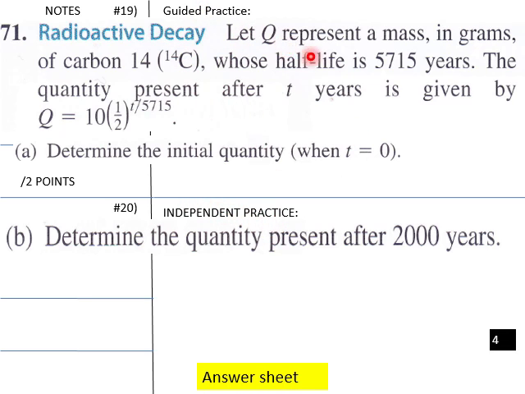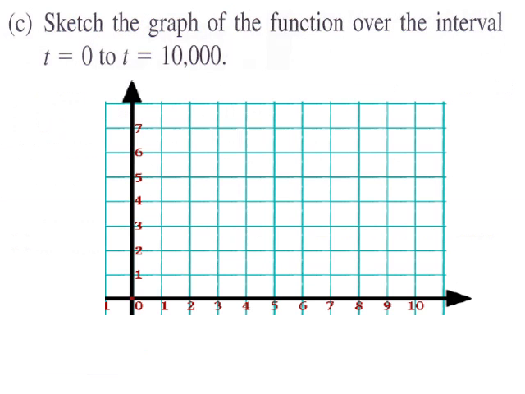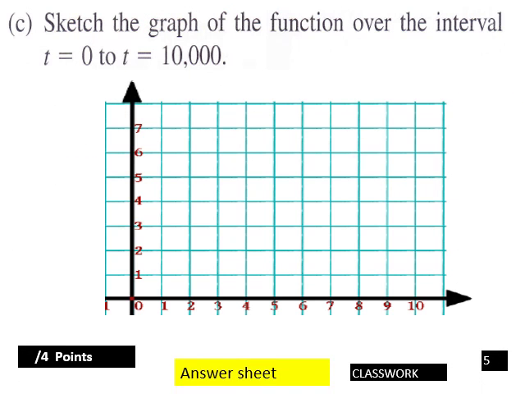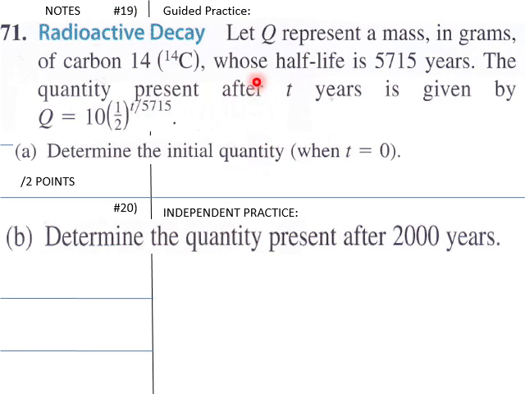Independent practice. Let Q represent a mass in grams of carbon-14, whose half-life is 5,715 years. The quantity present after T years is given by 10 times 1/2 to the T over 5715. Part A: determine the initial quantity when T equals 0. Then we have a part B as well, and a graphing solution that we have to do as well.